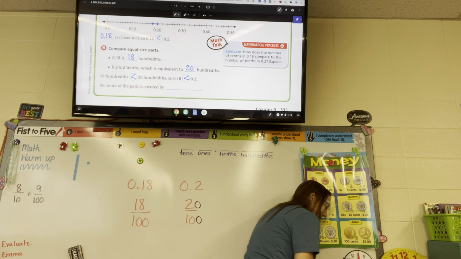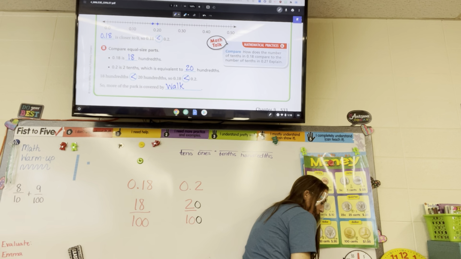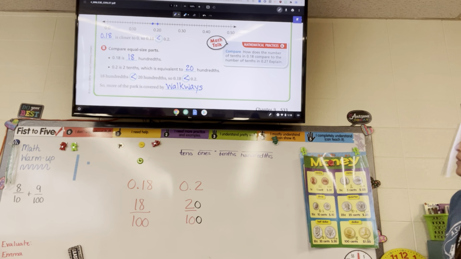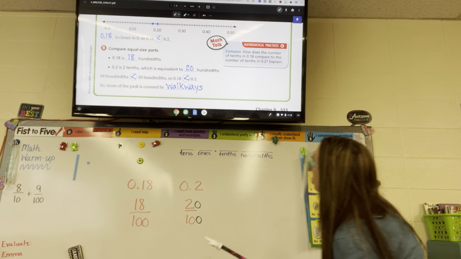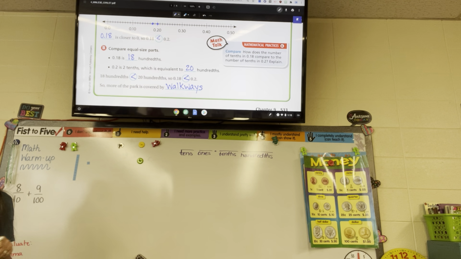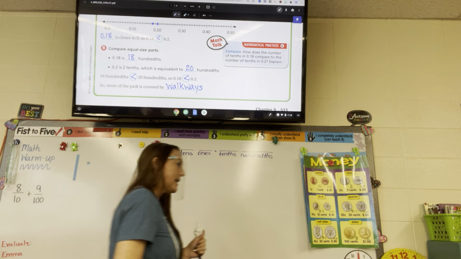So more of the park is covered by walkways. Because if you go back and look at the original question, 2/10 was covered by walkways and 18 hundredths by water. Okay, everybody get that copied? Turn the page.